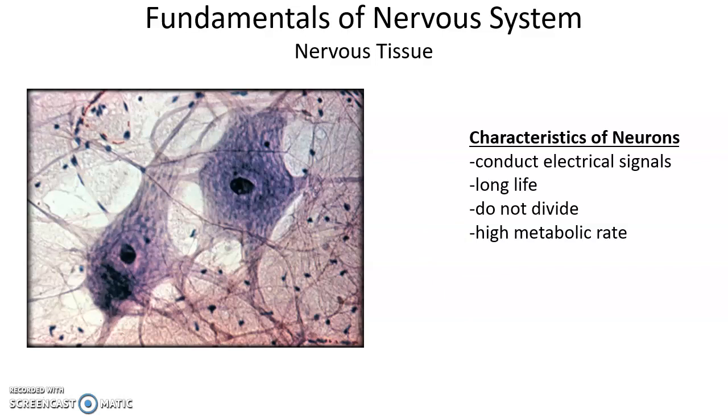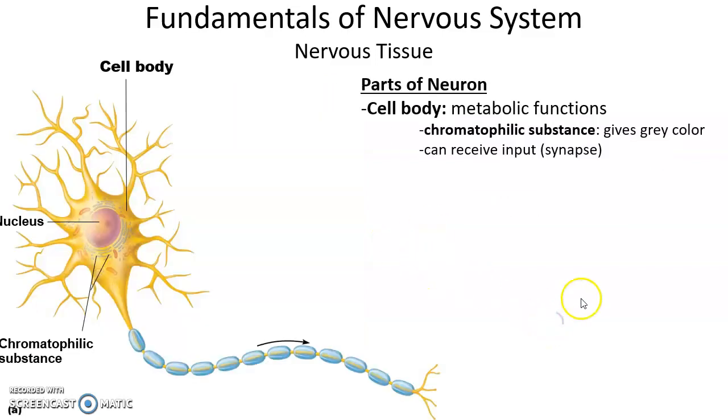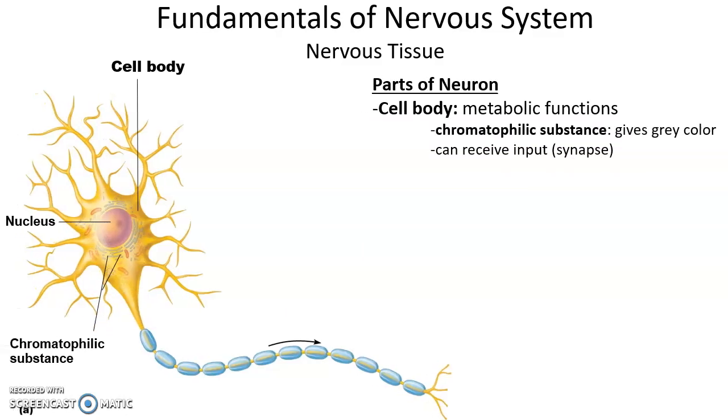And they have a high metabolic rate. They're constantly using massive amounts of energy. And this is why blood flow cut off to the brain causes the brain to deteriorate quickly, say 5 minutes or sooner, because there's such high metabolic needs for the neurons. All right, the neuron itself. The neuron has 3 main regions. It has the nucleus, the cell body.